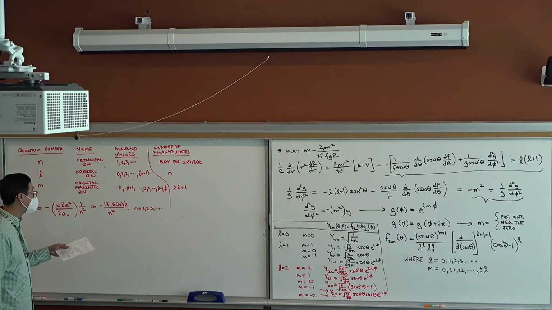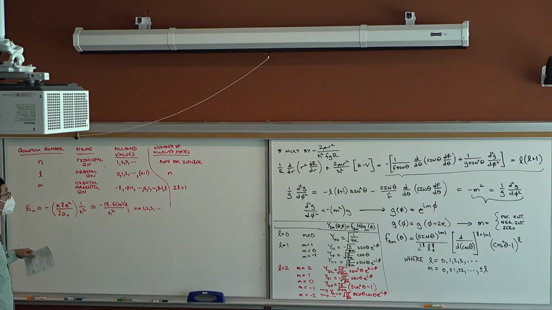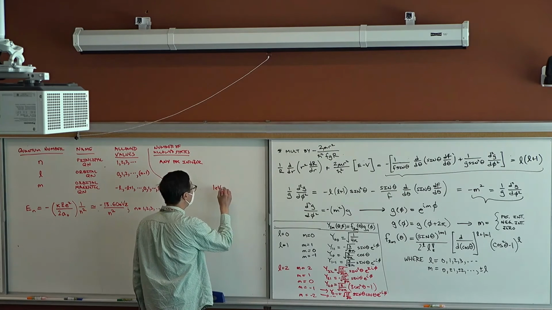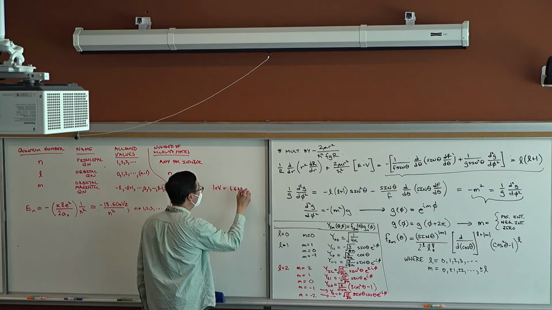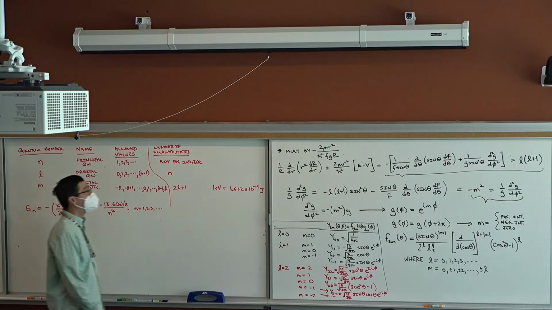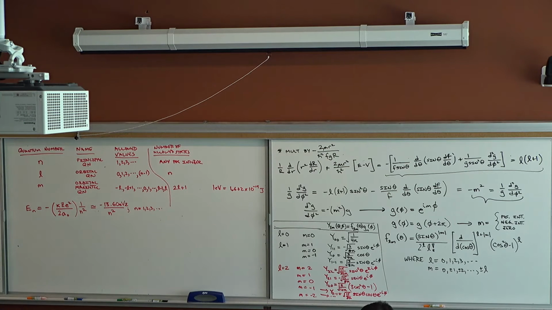You say EV means electron volts? Yes, ma'am. It's a unit of energy, a small unit of energy. So 1 eV is equal to 1.602 times 10 to the minus 19 joules.